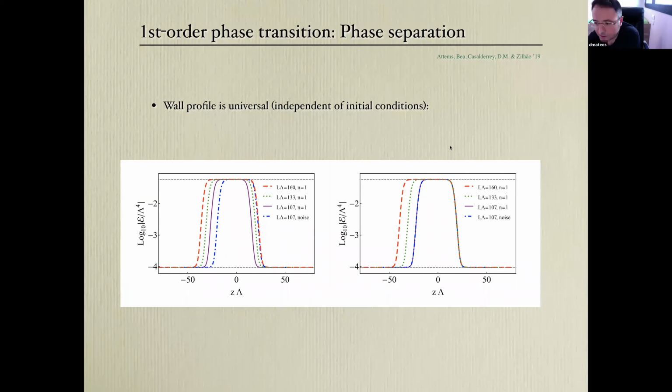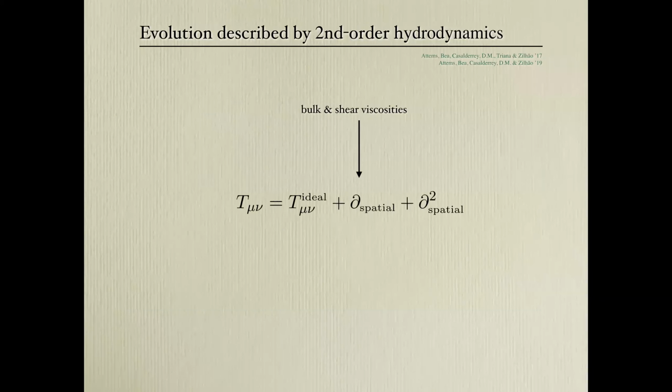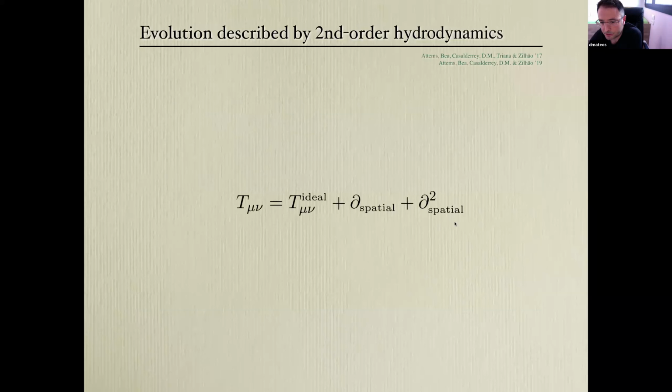So actually, since you say this, let me show you why this is not so trivial as you think. Here, in this description, you can easily check that the second order terms are literally as large as the ideal terms. So if you think in usual terms in effective field theory, you would say this cannot work, because effective field theory will break down when my first gradient correction is as large as the ideal term. And that's not happening.